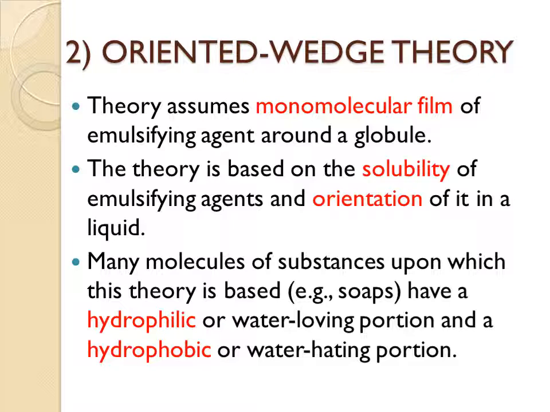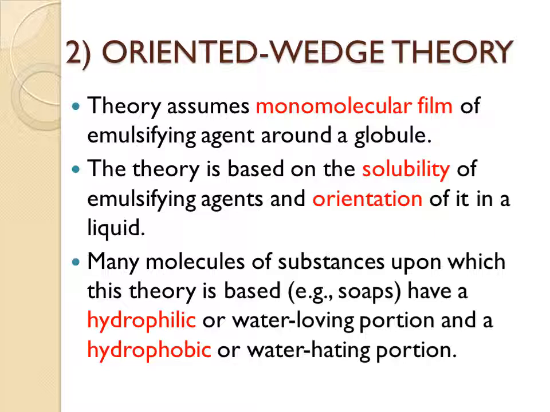So this is the first theory. The second theory is called the oriented wedge theory. This particular theory explains how emulsions get formed and which type of emulsion is going to be formed. The first theory, the surface tension theory, doesn't explain much about which type of emulsion is going to be formed. It explains how the emulsion is going to be stabilized and formed.